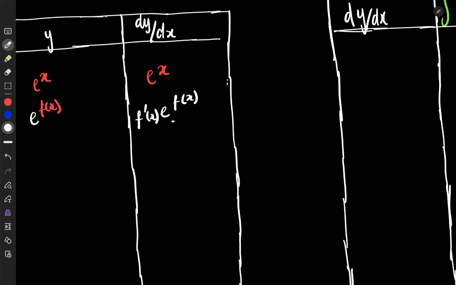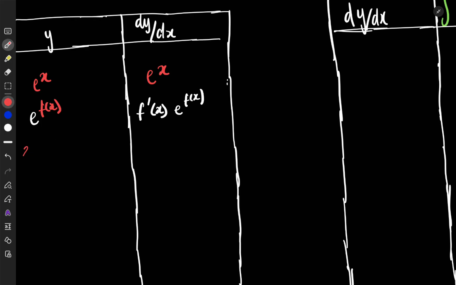Then next we differentiate the inside. So it will be f dash x. This is the derivative of that inside function, and it multiplies e to the f of x. So we differentiate the inside function and we multiply with the derivative of the outside.